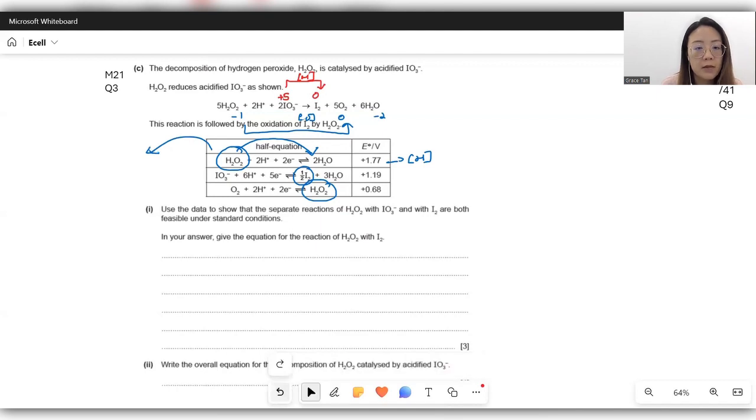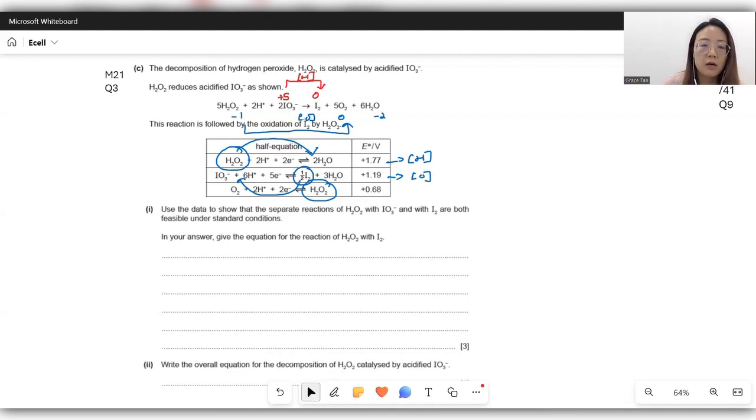Now, if you pick H2O2 at 1.77 to undergo reduction, that means iodine will undergo oxidation. Then you ask yourself, iodine, there's only one here, can it undergo oxidation? Yes, to the left-hand side. So therefore, since the E value is less positive than the 1.77, your iodine will undergo oxidation.